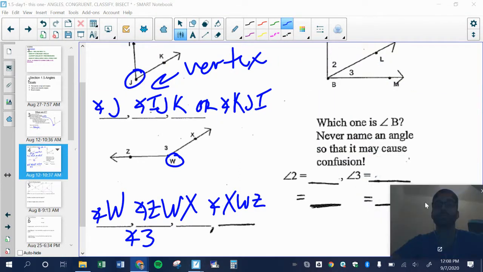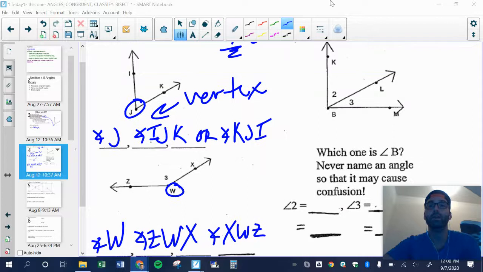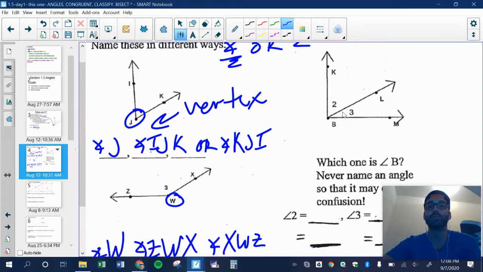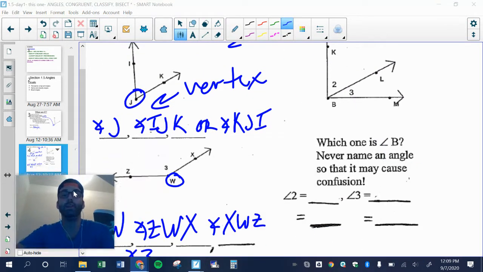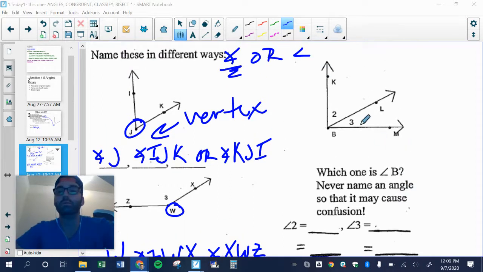You'll see more numbers than anything. Okay, let's try this one. Which angle is angle B? All right, never name an angle so that it may cause confusion.